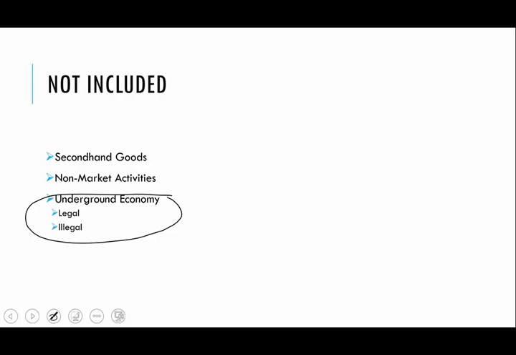Second-hand goods are not included because we've already counted them once, so they're only associated with production once. And non-market activities aren't counted because they're not valued. We don't have a way to value them.